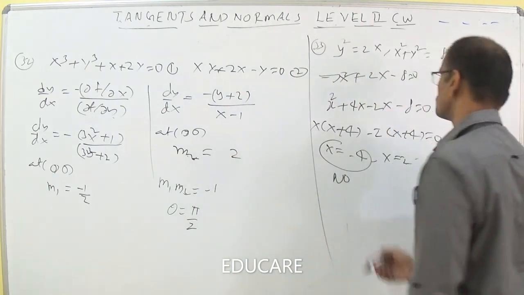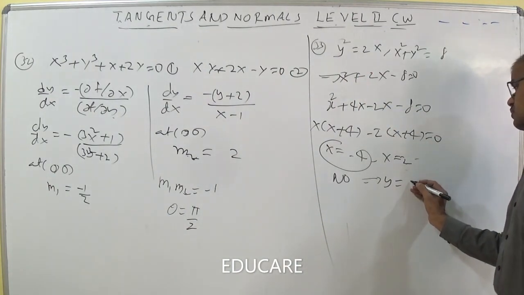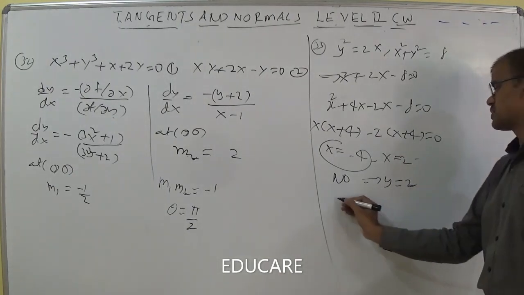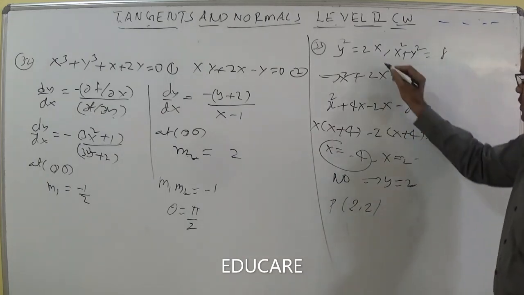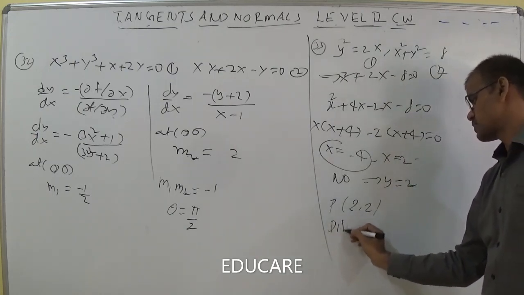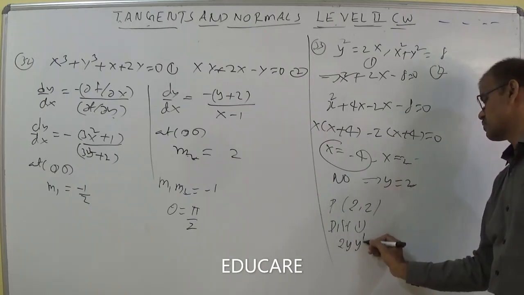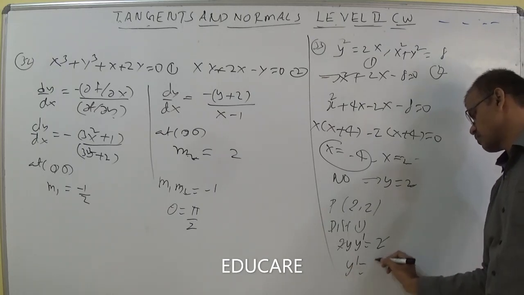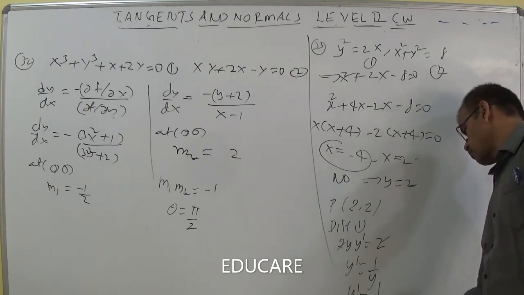Then y square is equal to 2 into 2, which becomes 4, so y equal to 2 or minus 2. Simply write one point, which is enough: (2, 2). Now this is curve 1, this is curve 2. Differentiating the first, it becomes 2y y dash is equal to 2. The 2 gets cancelled, so y dash is equal to 1 by y. At the given point, y dash is equal to 1 by 2.